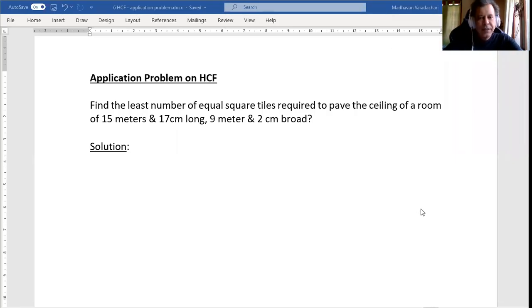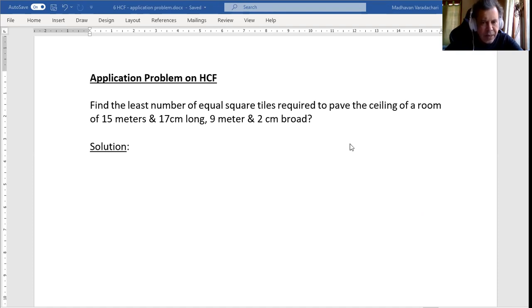Everyone, in this video, we will see how HCF is used in some word problems. The question is: find the least number of equal square tiles required to pave the ceiling of a room 15 meters and 17 centimeters long and 9 meters and 2 centimeters broad.